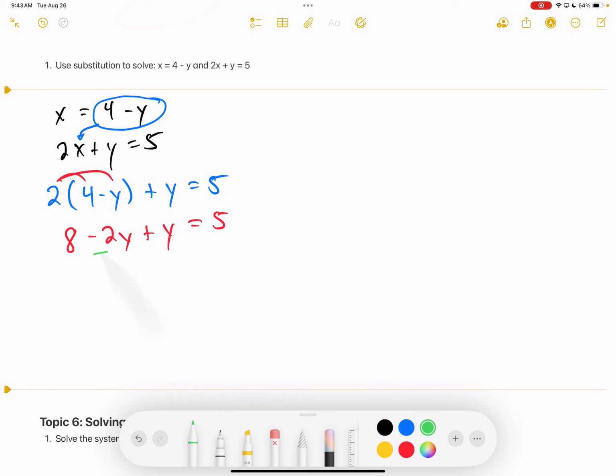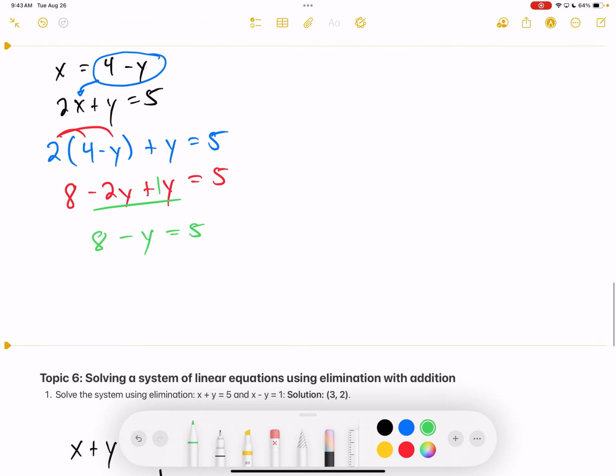And now negative 2y plus y would be negative 2 plus 1, right? So negative y equals 5. Continue solving this, and to get y by itself, I subtract 8 and divide by negative 1.